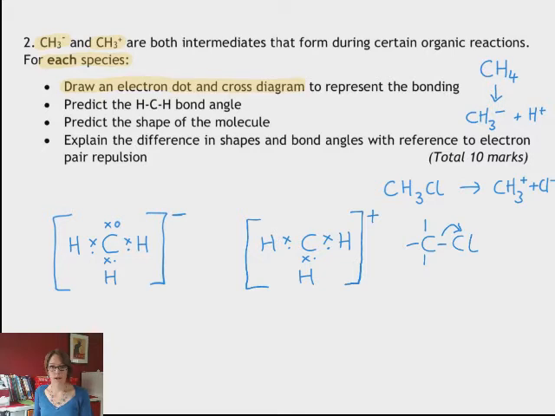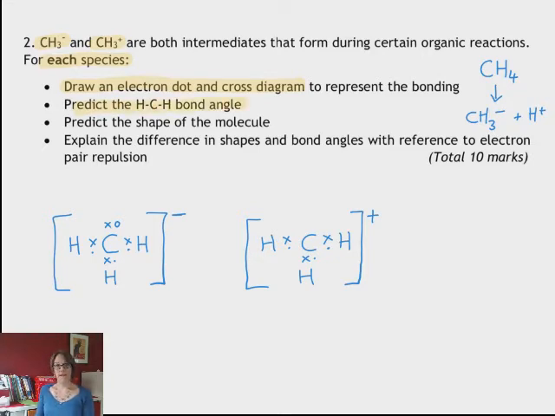Charge on the outside of the brackets. Altogether, drawing those would be worth about 3 marks, most likely. Okay, so it'd be marks for the correct bonds, marks for the extra electrons on the minus, and marks for the charges that you have as well.